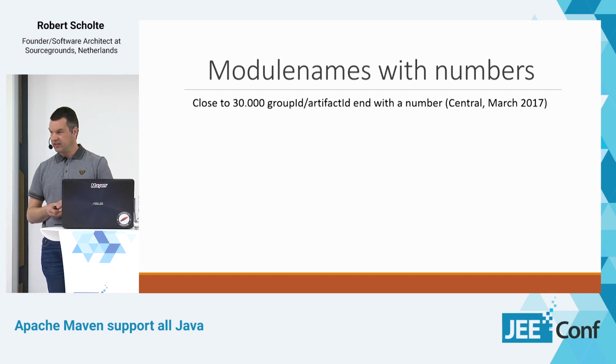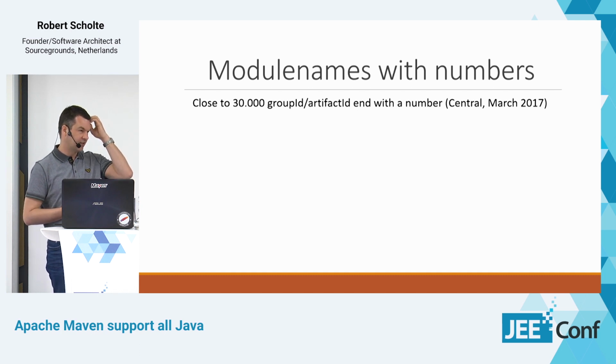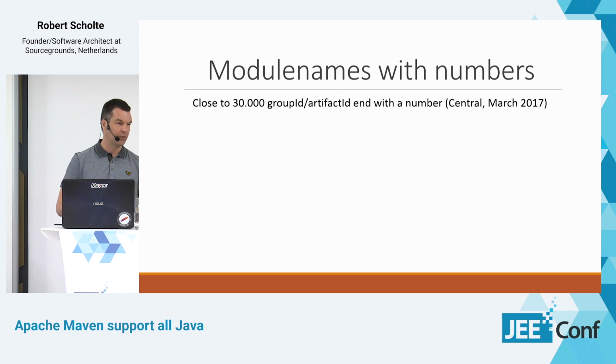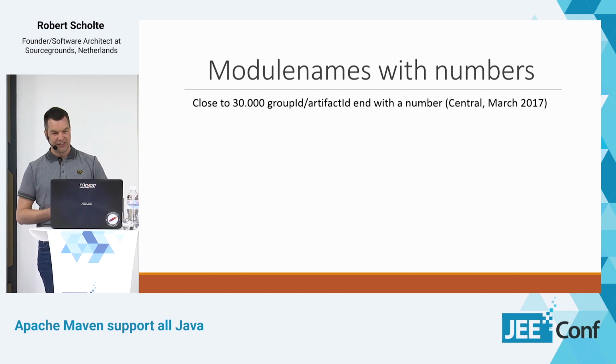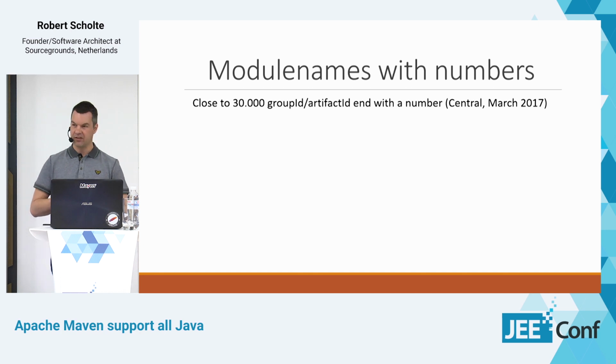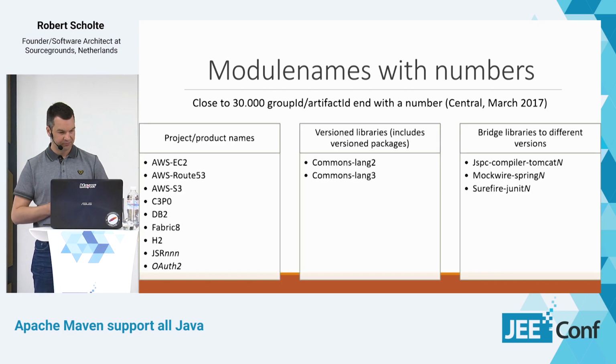So one of the things they said in the beginning is that module names shouldn't end with a number. And the reason behind that is that the Jigsaw team thought that numbers in the artifact ID were always used as a version. Well, in March 2017, we had a look at Maven Central, and we came to close to 30,000 group ID artifact ID combinations that end with a number. And these can be divided into 3 groups.